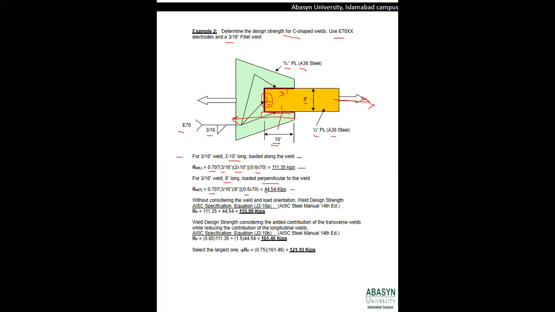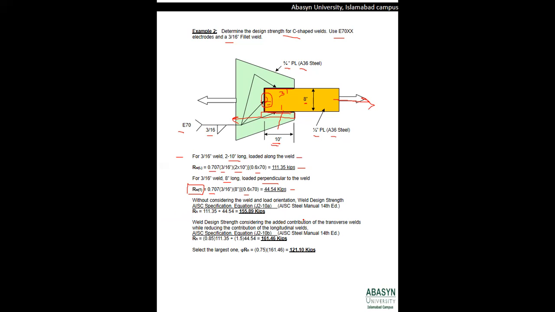But you might be confused about why we didn't use the sine theta equation, because the weld is applied perpendicular to the force. The reason is that this is not the design strength; this is the nominal strength that we have found. If we find the design strength, we will use the value of theta. If we move ahead, I will explain further in the coming points. You will get a better idea of what I am talking about.